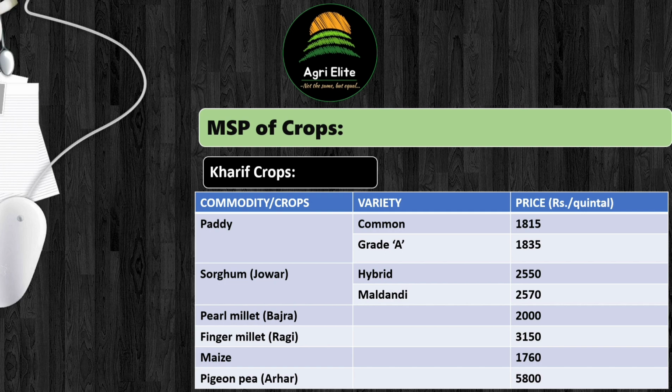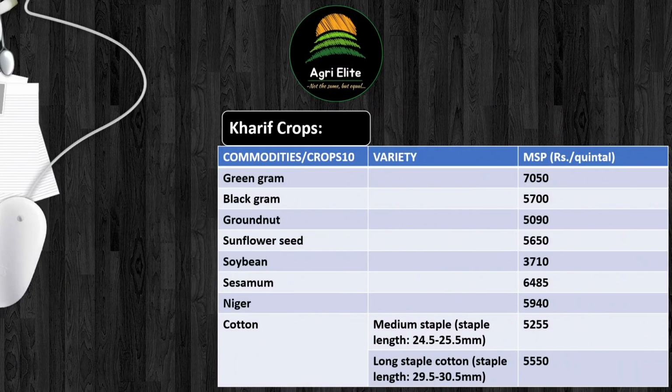Similarly, pearl millet, ragi, maize, arhar, and these are the listed MSPs for them. I would suggest you take a screenshot of that for further study. So there are more Kharif crops including green gram, black gram, groundnut, sunflower, soybean, sesame, niger and cotton. In cotton also there is a bifurcation on the basis of staple length, medium staple cotton and long staple cotton. Only these two cottons are procured. One thing I would also like to mention: in groundnut, in the earlier slide, I wrote in bracket 'in shell'. So when groundnut is procured by the government, it is in shell only, before shelling. Okay, so take a screenshot again.